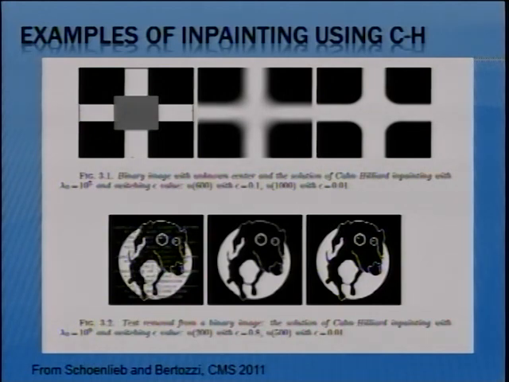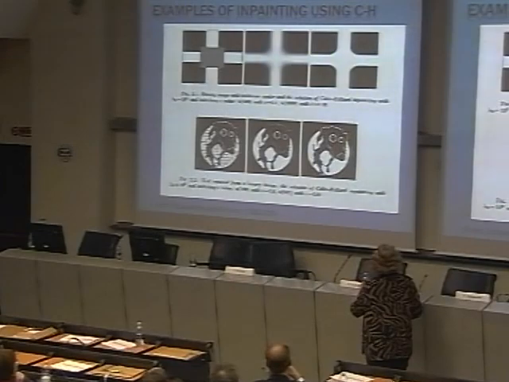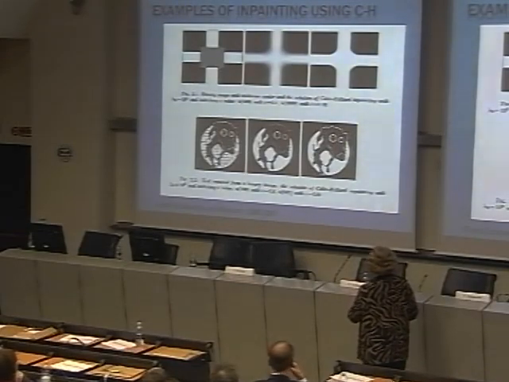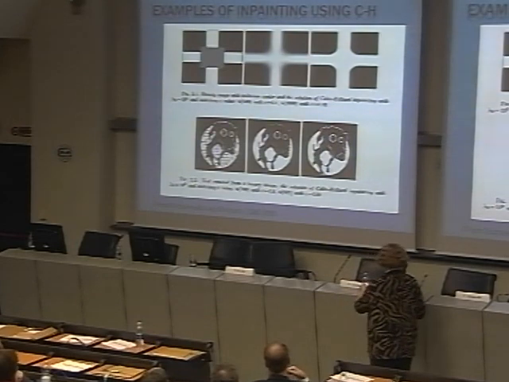I like this example because it's one where you might not actually want to use Cahn-Hilliard. Notice that this is the unknown region, and this is what we get for a completion. You see it does a beautiful job of continuing smoothly the direction of the edges. That might not actually be what you want, but if it is what you want, then you get this.